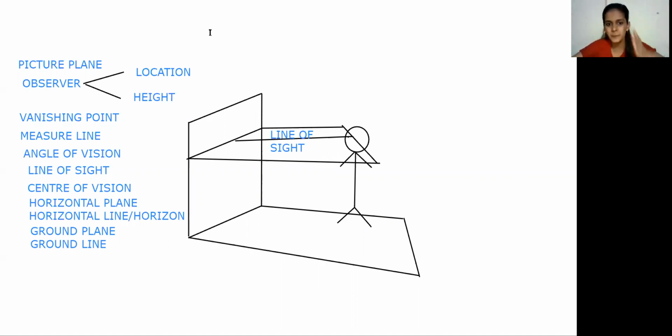Now the picture plane and the ground plane meet at a line. I am again highlighting that line. This is the intersection line of the picture plane and ground plane. The intersection line is known as the ground line. So these are the terminologies related to perspective view.